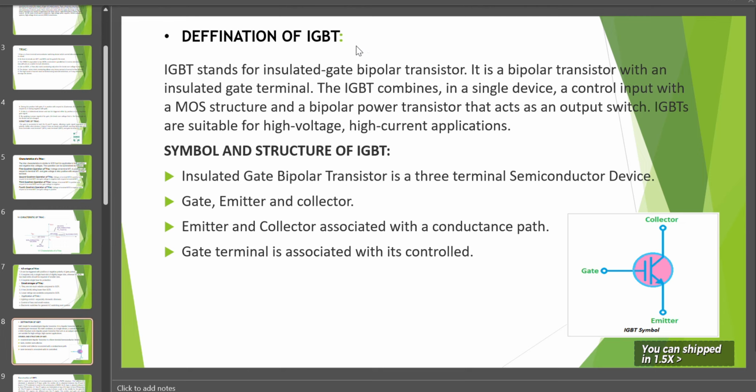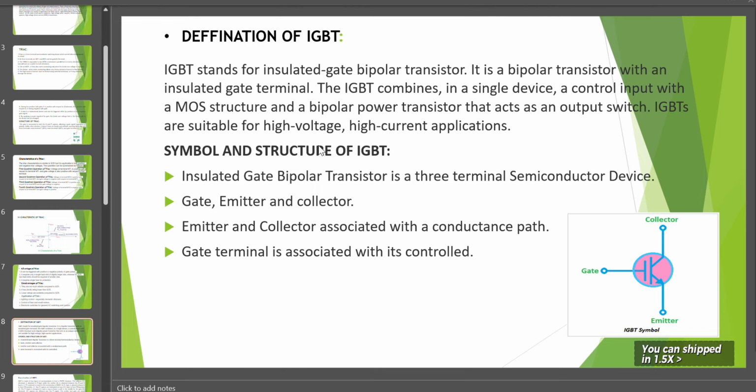Next, definition of IGBT. What is IGBT? IGBT stands for insulated gate bipolar junction transistor. It is a bipolar junction transistor with an insulated gate terminal. The IGBT combines in a single device, এখানে কোনো parallel বা সিরিজে কানেক্টেড কোনো ডিভাইস নেই, এটা হচ্ছে সিঙ্গেল ডিভাইস, a control input with MOS structure and a bipolar power structure that acts as the output switch.